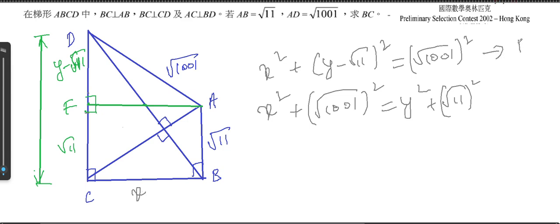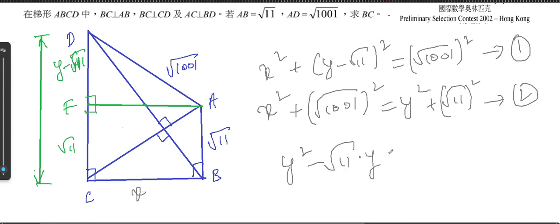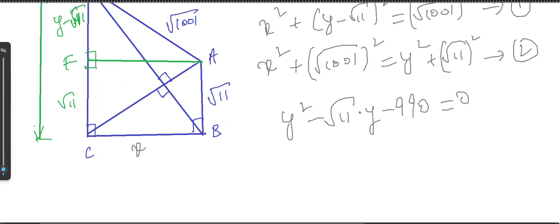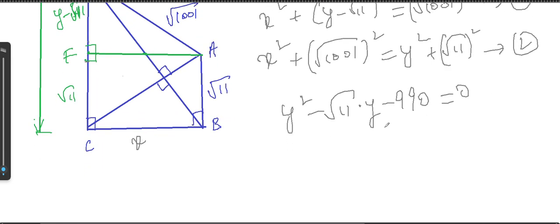So we can subtract both the equations, and after careful transformation we are going to get a quadratic equation which says Y square minus square root of 11 into Y minus 990 is equal to 0. So this is the quadratic equation.